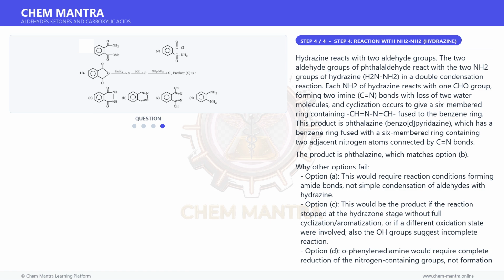Why other options fail? Option A. This would require reaction conditions forming amide bonds, not simple condensation of aldehydes with hydrazine. Option C. This would be the product if the reaction stopped at the hydrazone stage without full cyclization, aromatization, or if a different oxidation state were involved. Also, the OH groups suggest incomplete reaction. Option D. O-phenylenediamine would require complete reduction of the nitrogen-containing groups, not formation from aldehyde plus hydrazine.